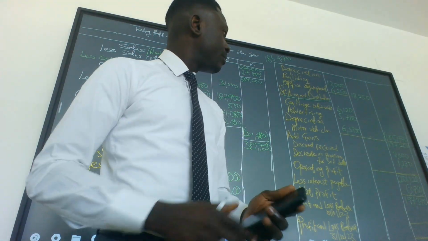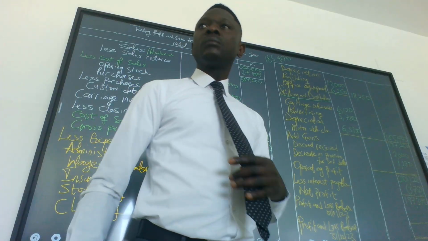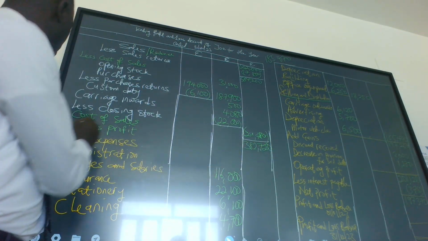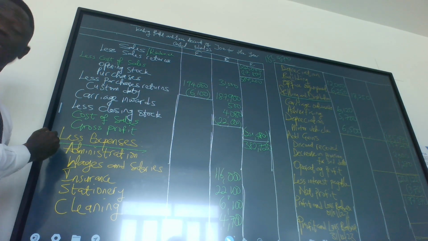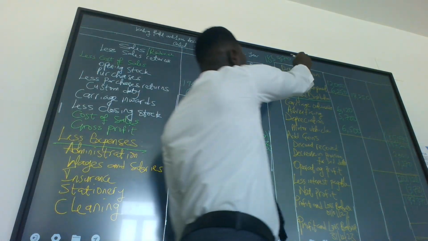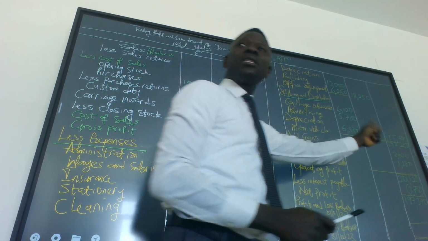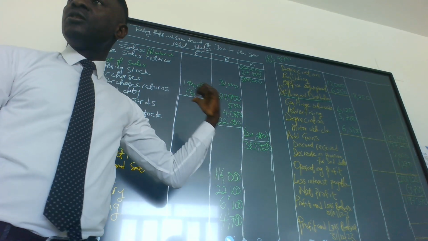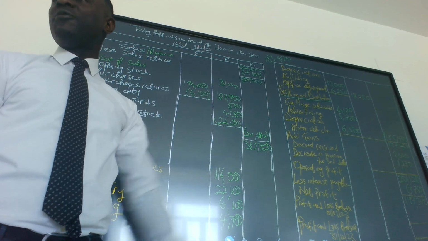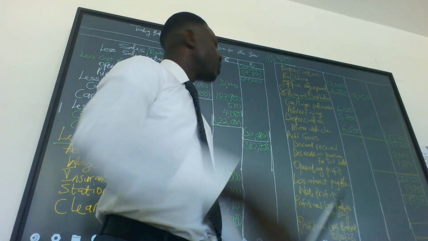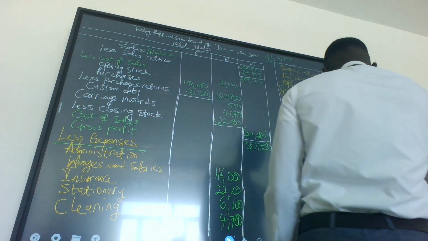When we add up the second one here and there, this is your gross profit. Less expenses. These are all expenses until here. So whatever you get here, you minus it from your gross profit. Gross profit minus expenses here is your net profit. Do you confirm that? Yes. Okay, now we move on. So that's our net profit.